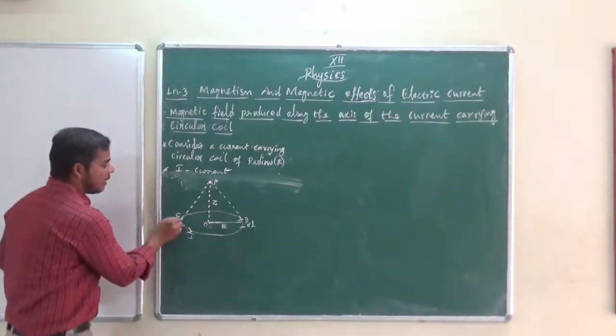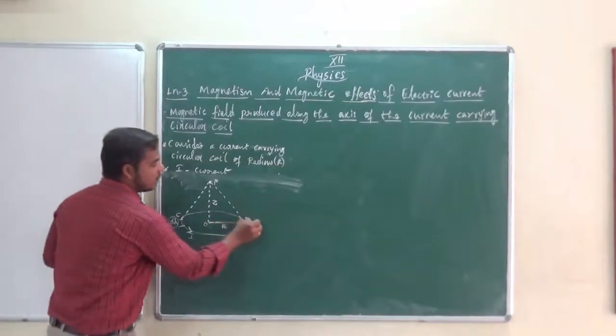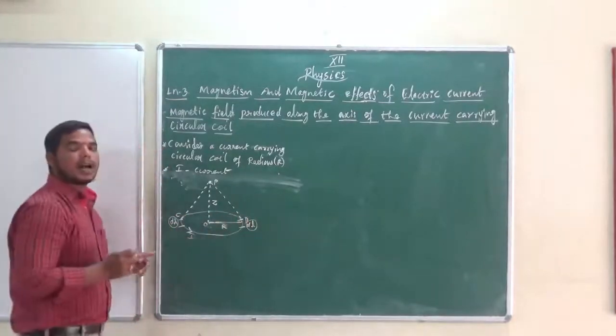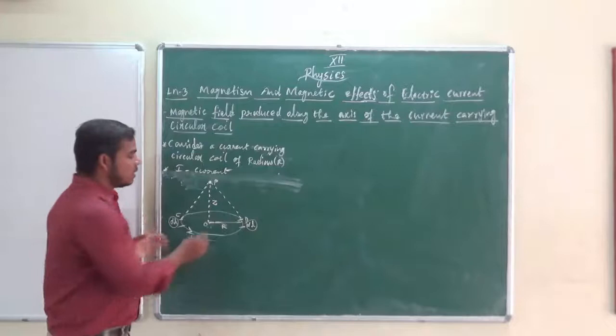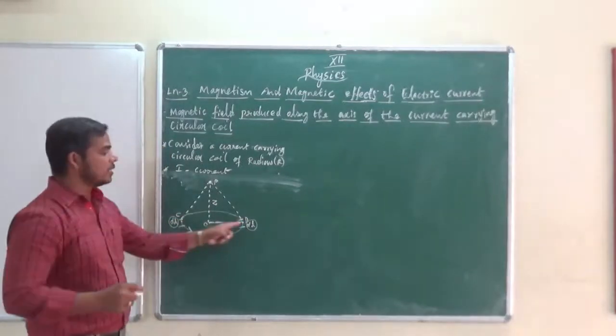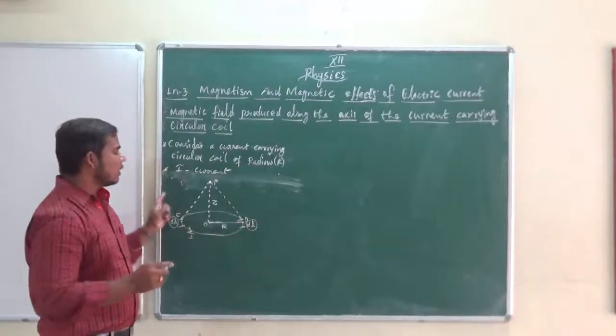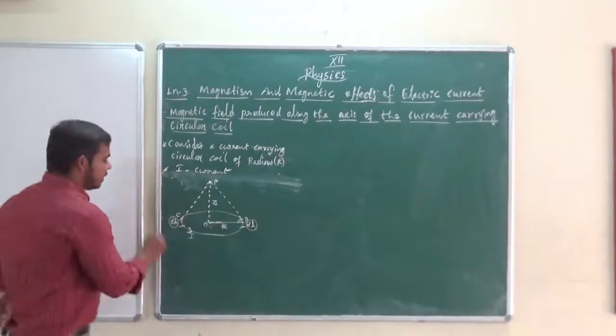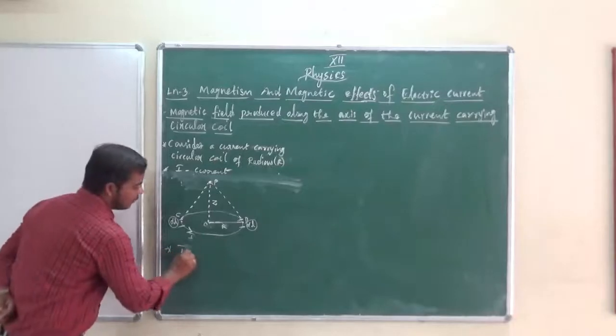What are the diametrically opposite elements? See, I will circle that. These dl are the two diametrically opposite elements. They are present in the circle at two different points. One point is C, the other point is D. So the diametrically opposite element is represented by the element of length.